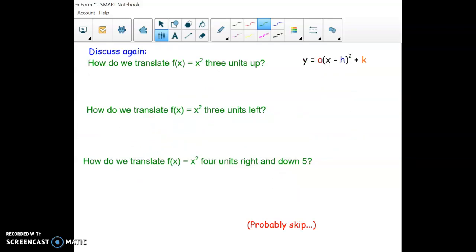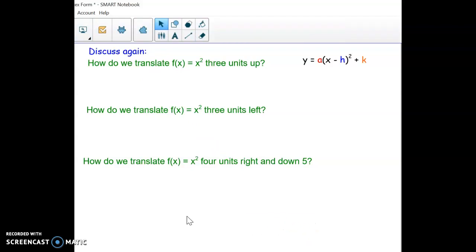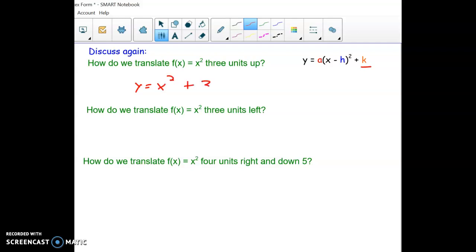Okay, so here's some general questions, right? Just give them a quick shot, try it, see if you can figure out how the equation is different. 3 units up is just slapping on a plus 3 on the end. So this would be the x squared, sorry, with a plus 3 on the end.